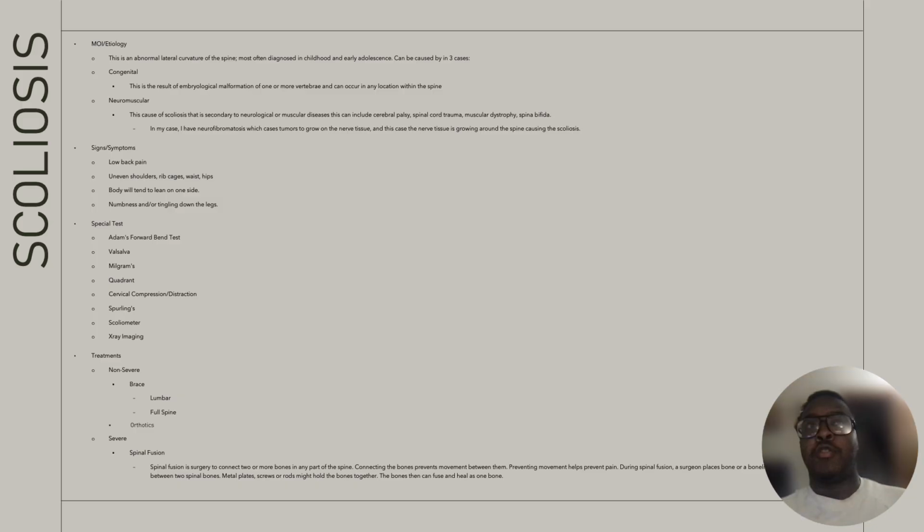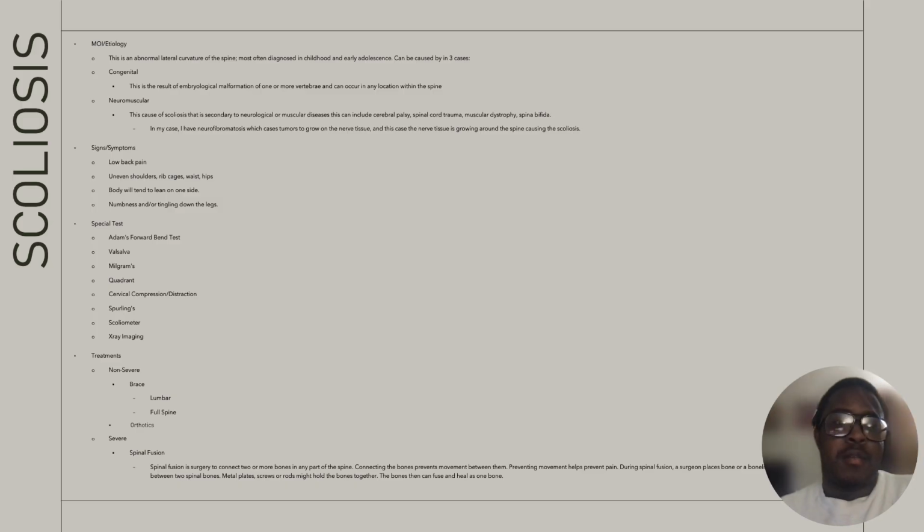And in my case, the tumor can be a space-occupying lesion, where the tumor grows at the nerve endings of the spine and causes the spine to curve. It can also be due to neuromuscular reasons, in which any muscular or neurological diseases, like cerebral palsy or spina bifida, can cause the curvature.